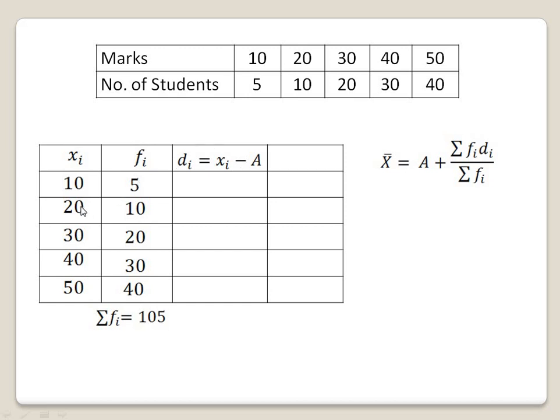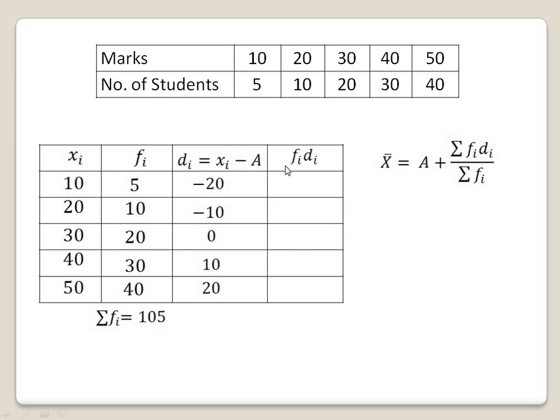Here the total 5 values of xi are given: 10, 20, 30, 40 and 50. The mid value is 30. Here the mid value of xi is 30, therefore assumed mean is 30. Then we have to find di, that is xi minus a, that is 10 minus 30 is minus 20. xi is 20 minus a is 30, that is minus 10, 30 minus 30 is 0. Next xi 40 minus a is 30, 40 minus 30 is 10, 50 minus 30 is 20.